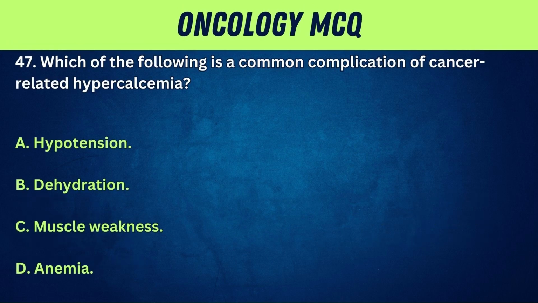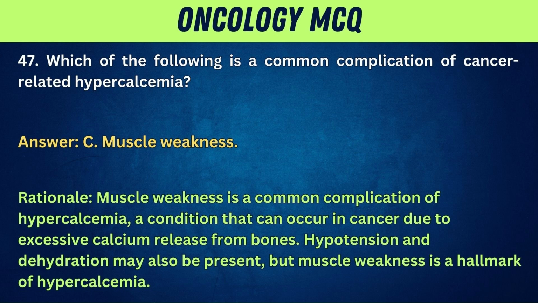47. Which of the following is a common complication of cancer-related hypercalcemia? A. Hypotension. B. Dehydration. C. Muscle weakness. D. Anemia. Answer: C. Muscle weakness. Rationale: muscle weakness is a common complication of hypercalcemia, a condition that can occur in cancer due to excessive calcium release from bones. Hypotension and dehydration may also be present, but muscle weakness is a hallmark of hypercalcemia.